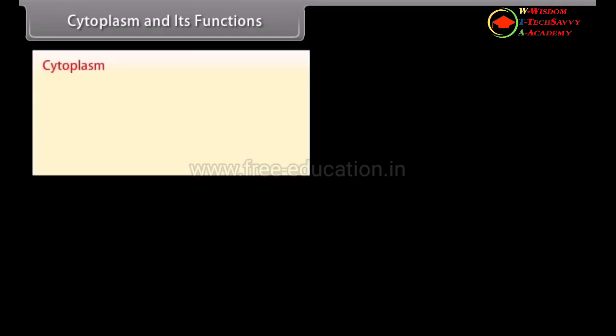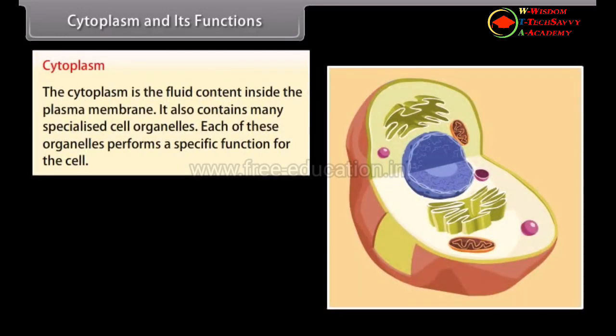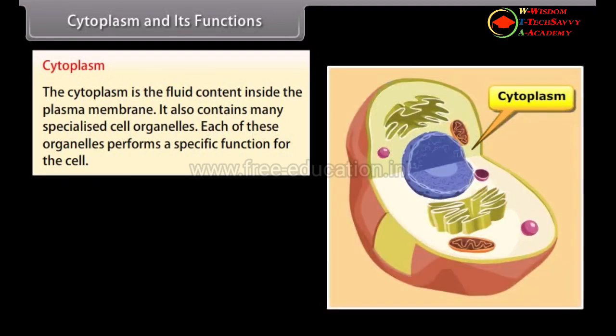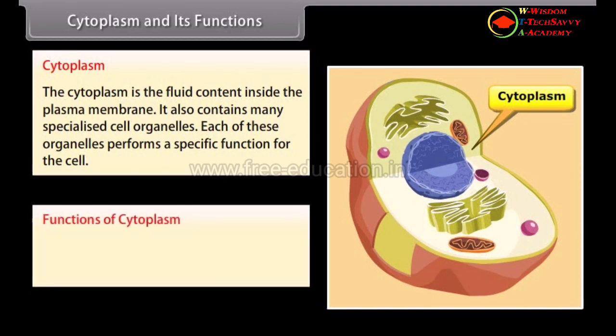Cytoplasm and its functions. The cytoplasm is the fluid content inside the plasma membrane. It also contains many specialized cell organelles. Each of these organelles performs a specific function for the cell. In cytoplasm, all cell organelles are embedded.